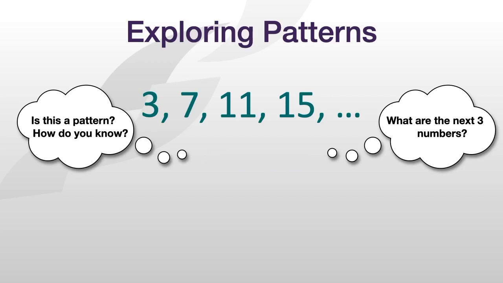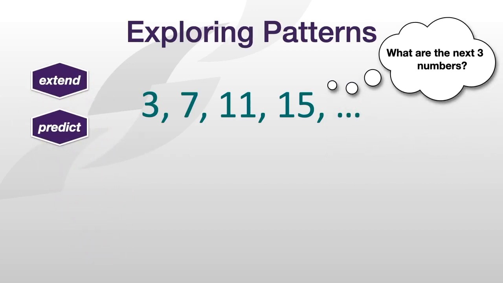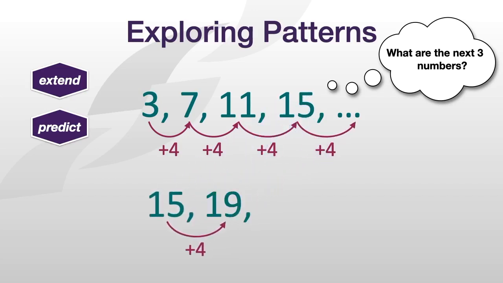If a sequence of numbers is a pattern, then one should be able to extend the sequence. In other words, once a pattern has been identified, one can predict other numbers in the pattern. To figure out the next three numbers, let's look for what makes this a pattern. You may have noticed that to go from one number to the next, we add 4 each time. So to extend this pattern, we can keep adding 4. So the next number is 19, followed by 23 and 27.